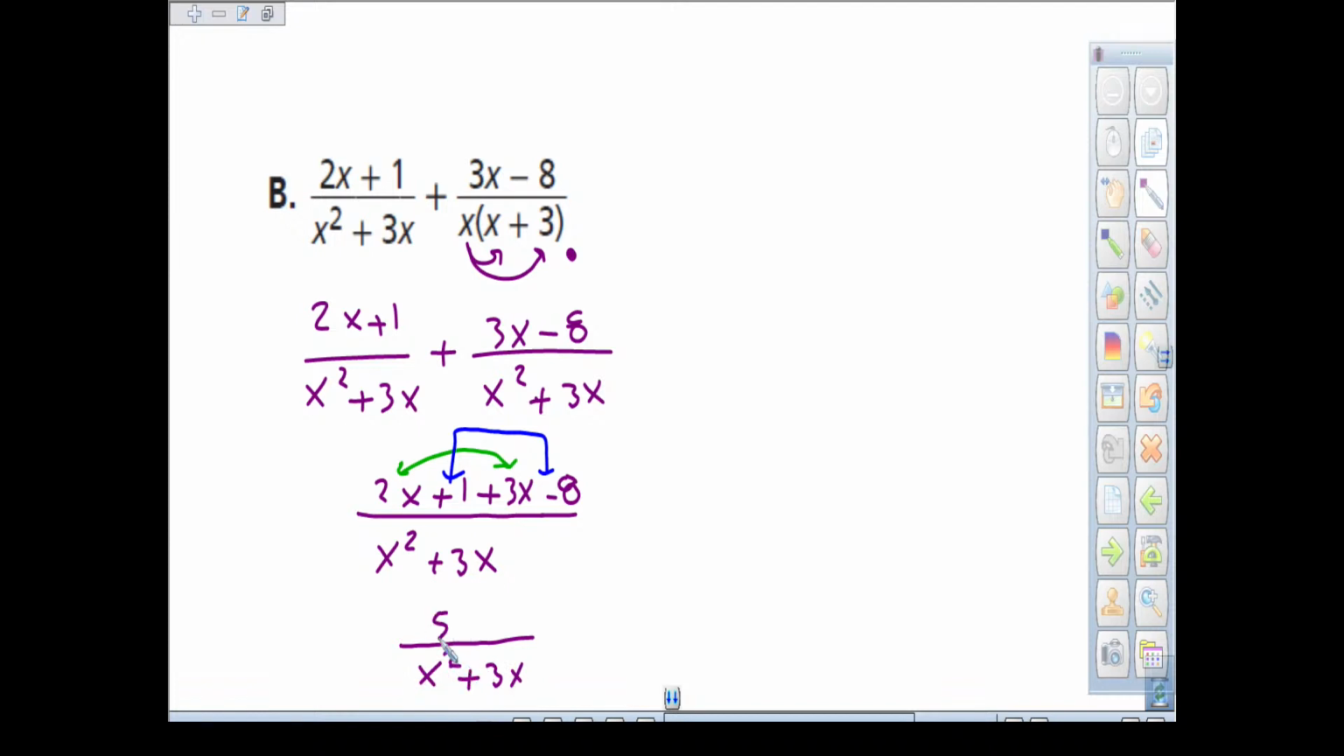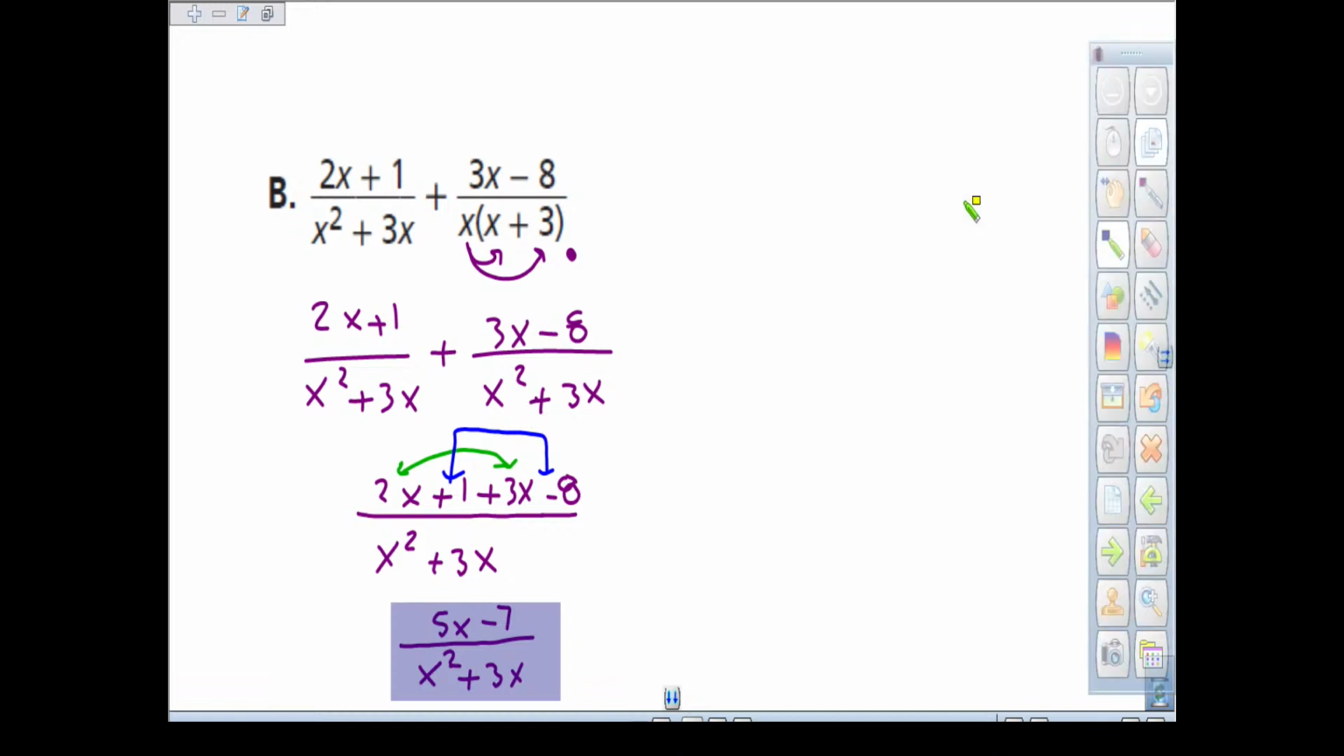5x's, that's true. And what about 1 minus 8? That is negative 7. Guess what? We're done. That's it. That's this problem. This problem is finished. As simple as that.